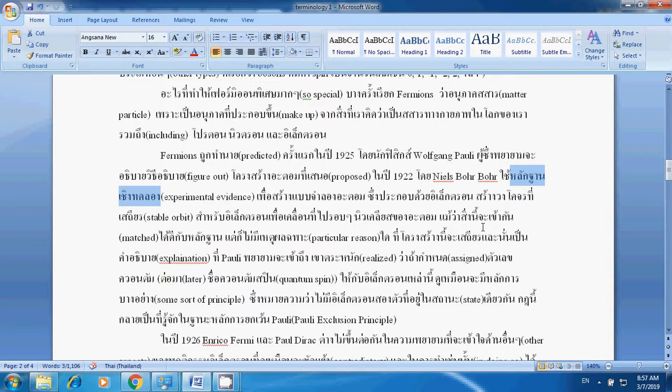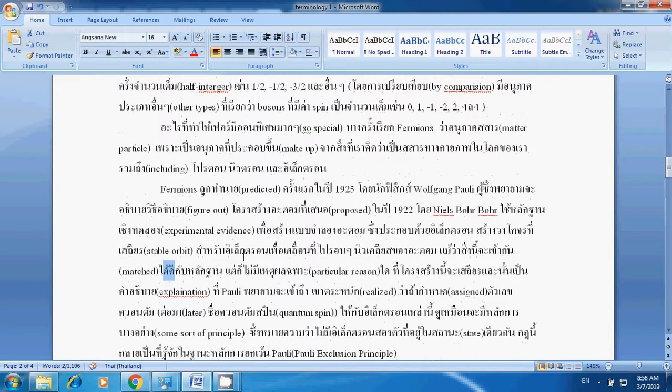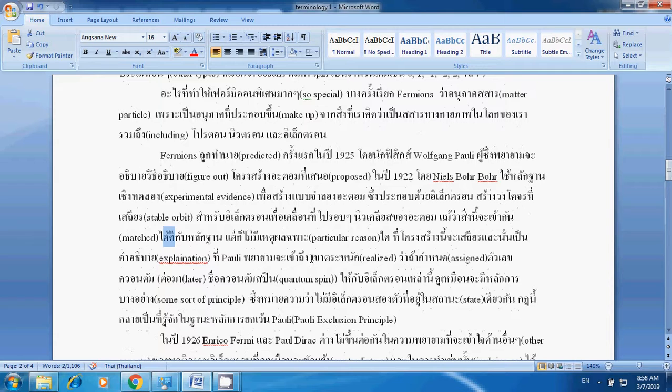Even these match well with the evidence, but there's still no particular reason to show this structure to be stable, and that is the explanation which Pauli tried to reach.